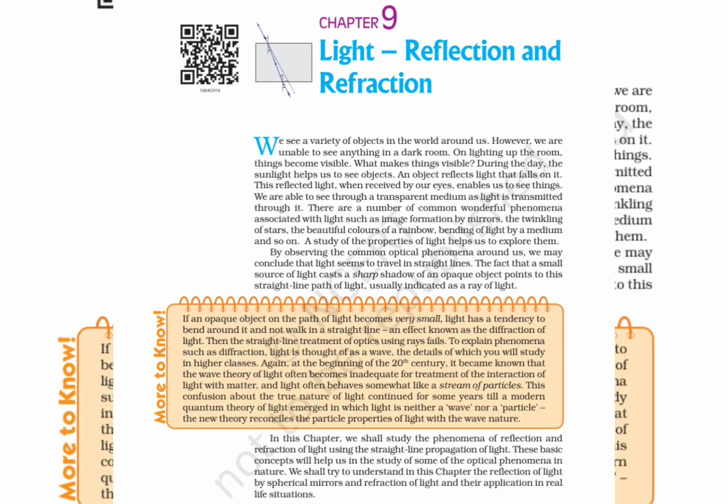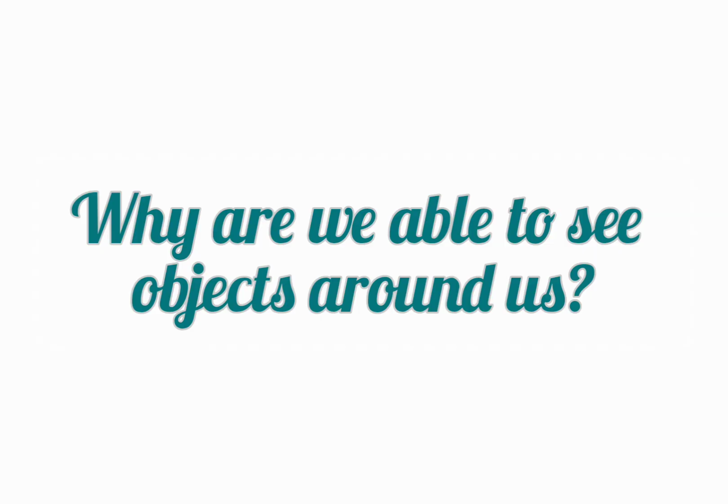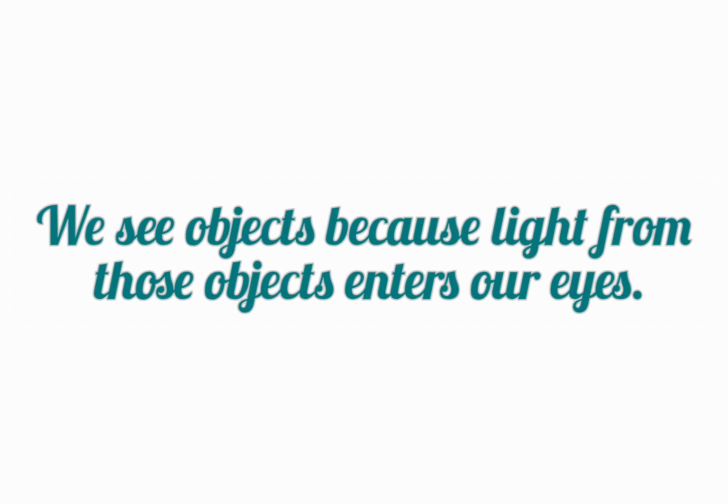So first let us understand the simple question. Why are we able to see objects around us? We see objects because light from those objects enters our eyes. Correct, right? If there is no light, we cannot see anything. For example, in a completely dark room, objects are present, but we are not able to see them. So during the day, sunlight falls on the object and reflects into our eyes. So we are able to see them in the daytime.